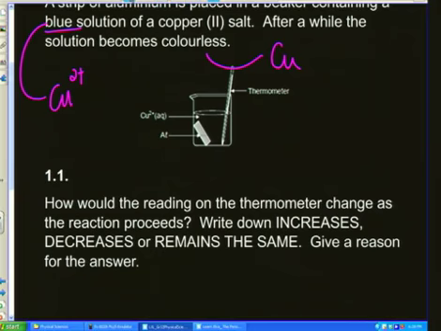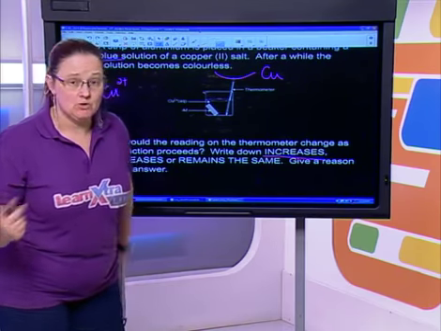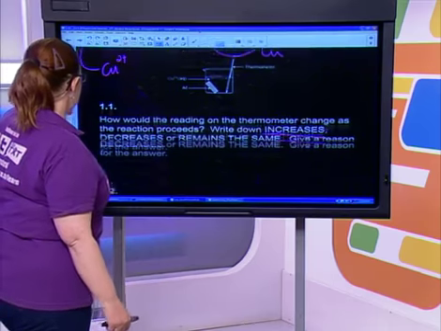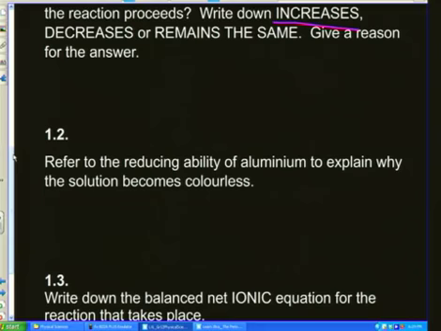So it's going to increase. Why? Because it is a spontaneous exothermic reaction. It will be a spontaneous exothermic reaction because I didn't need to help it. It would happen all by itself. Then, refer to the reducing ability of aluminium to explain why the solution becomes colorless.